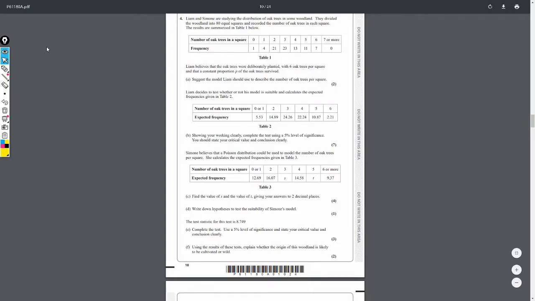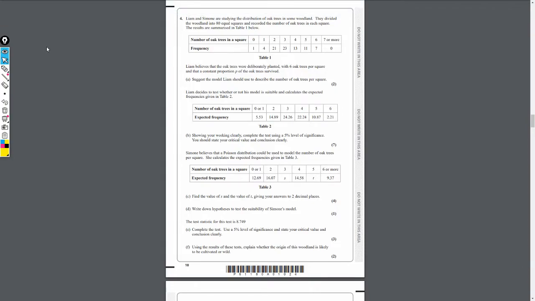Moving on to question 4 now, we have a very long question here, and it's split up into a few different parts, but the main core of this question is looking at the chi-squared test. So, let's just have a look at what we've got going on. We've got this distribution here of oak trees in some woodland, and they're dividing the woodland into 80 equal squares and recording the number of oak trees in each square.